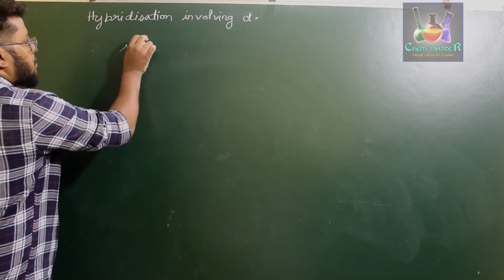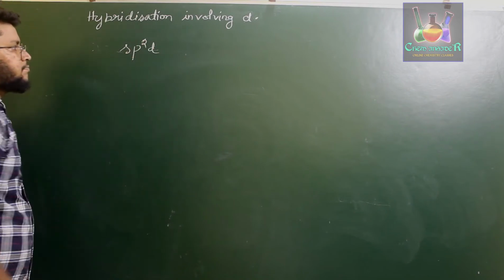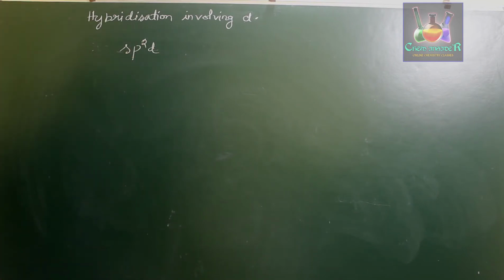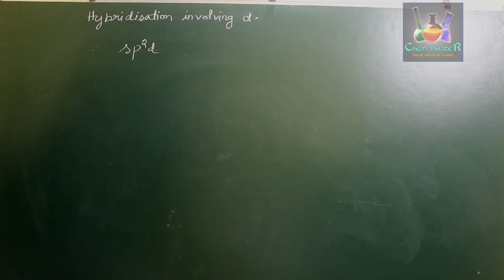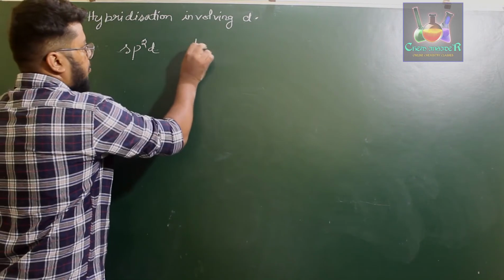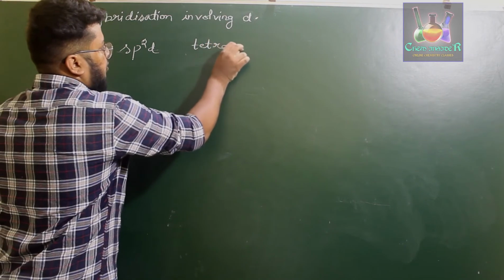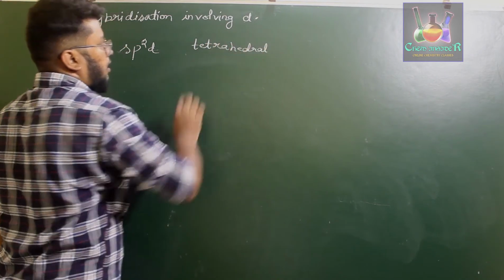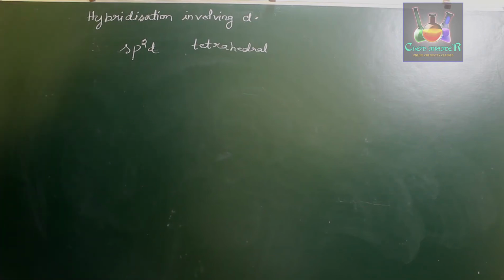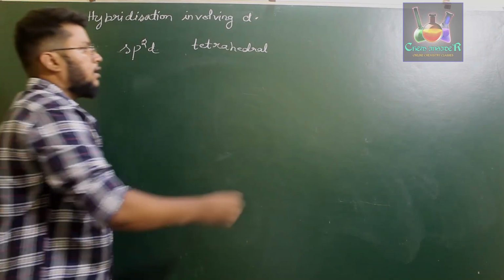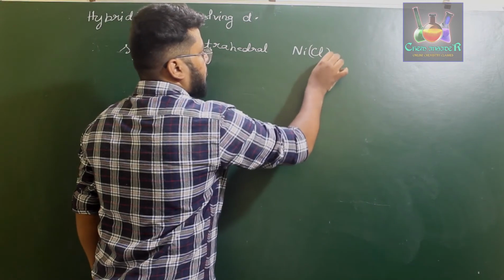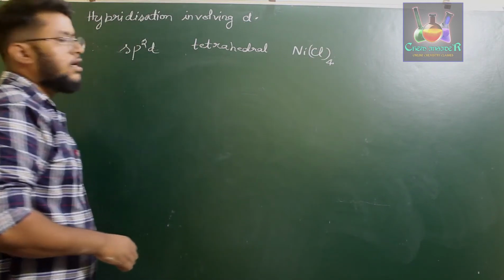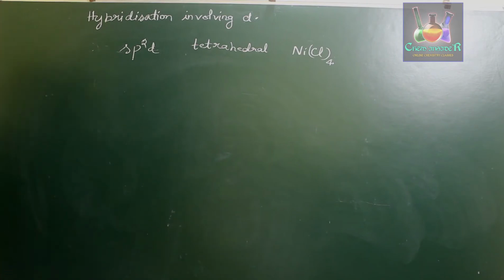One is sp3d hybridization. It forms 4 sp3d hybrid orbitals that give us a tetrahedral geometry. Example, nickel tetrachloride, NiCl4. They undergo sp3d hybridization to form tetrahedral geometry.